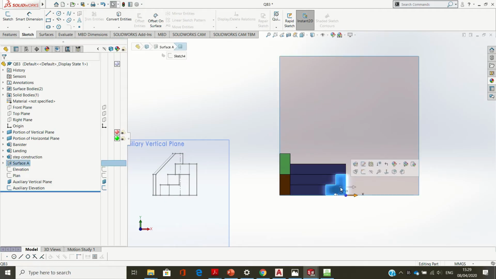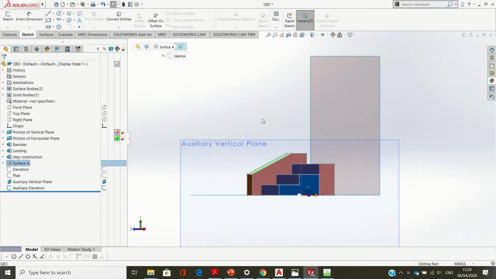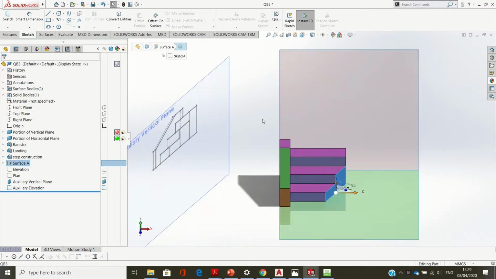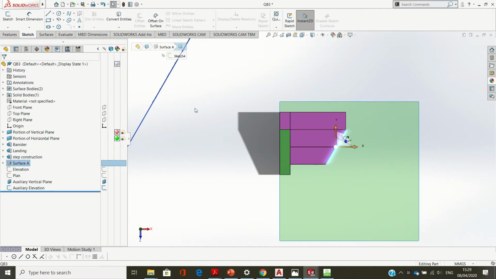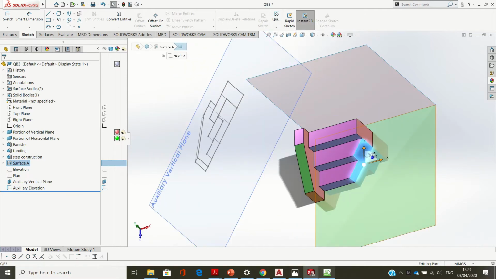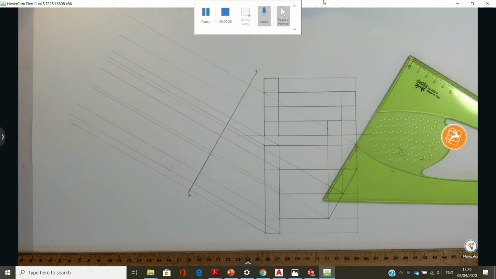So I'm going to draw this surface A in my auxiliary. Now the heights remain the same as they are in elevation. So I'm going to take the heights of the surface from elevation. I'll find the points in plan and then bring them over to my auxiliary elevation on my sheet, and I'll label all the points.